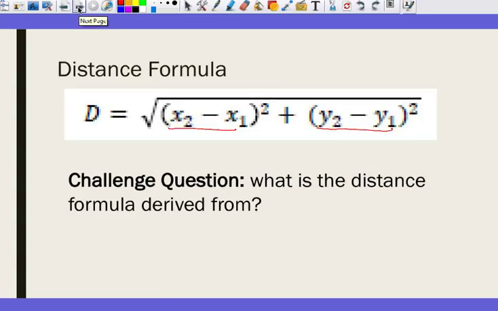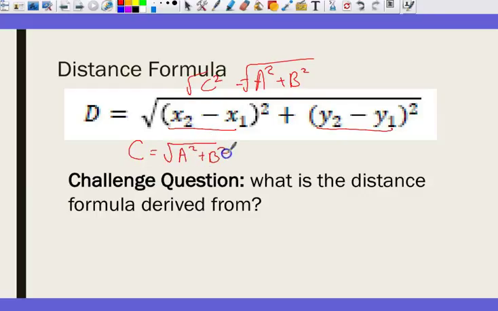this formula. Okay. But let's look at this for a second. Pythagorean's theorem was A squared plus B squared is equal to C squared. What happens if we were trying to find C? What did we do to find C? We took the square root of both sides. Do you agree with me? So we have C is equal to the square root of A squared plus B squared. Does this look familiar? Do these two things look familiar at all?